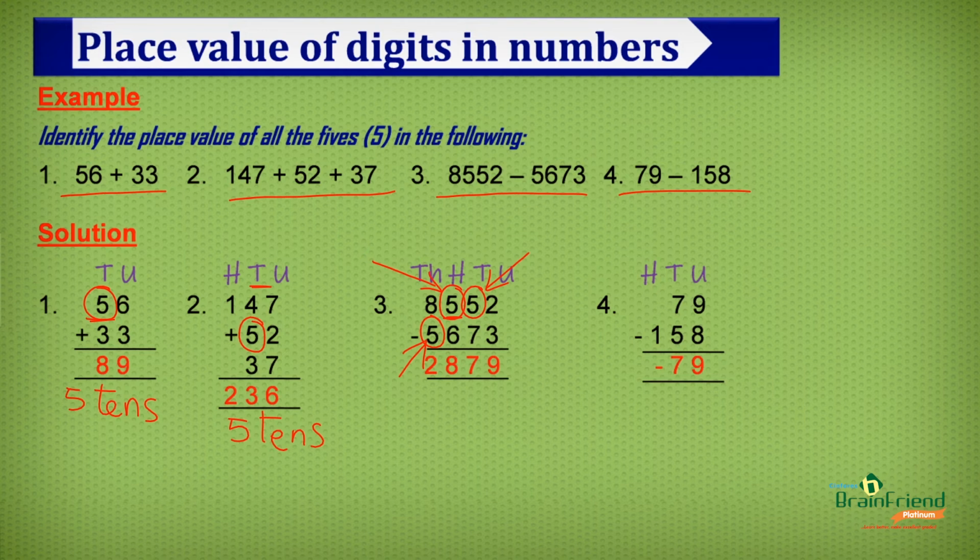And lastly, we have just one 5 in this example. The position of this 5 is tenths. So we have been able to identify the place value of all the 5s in the following.